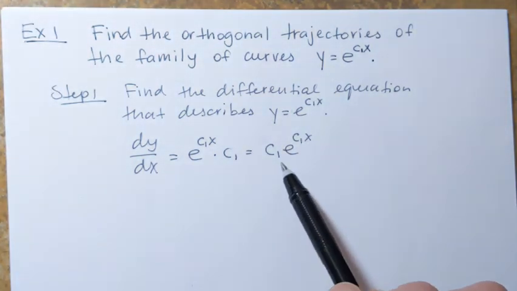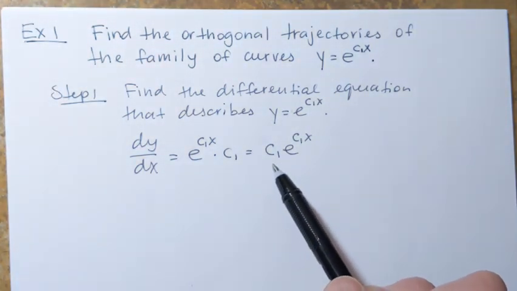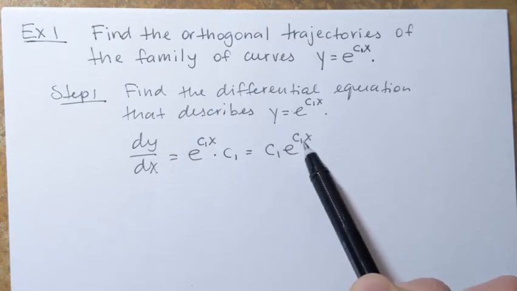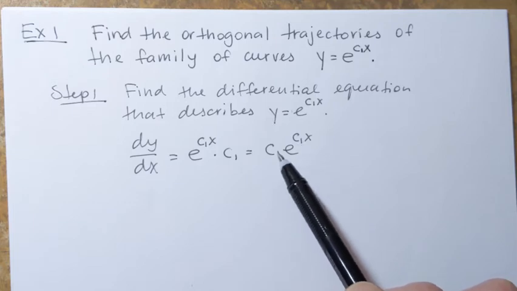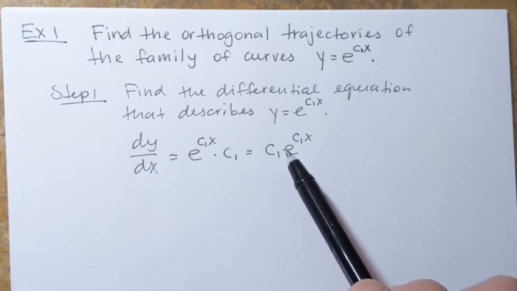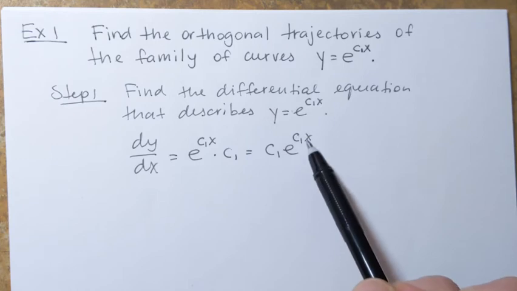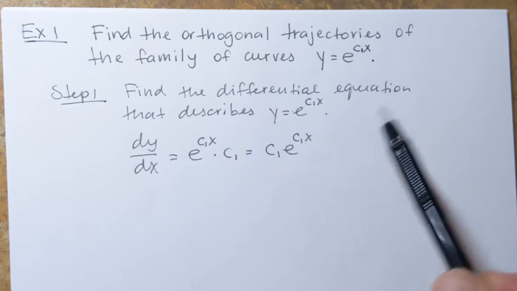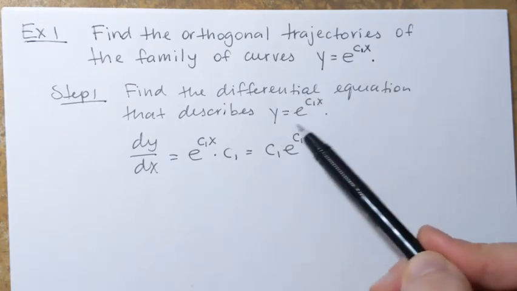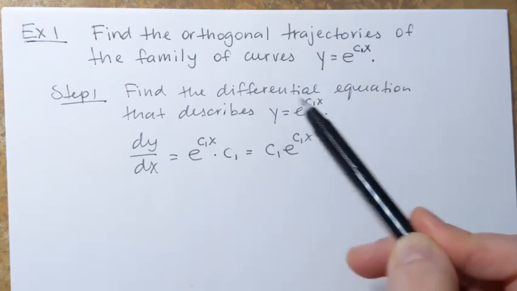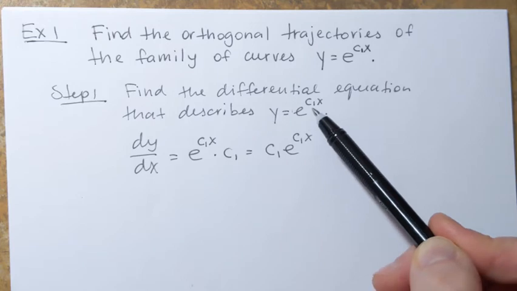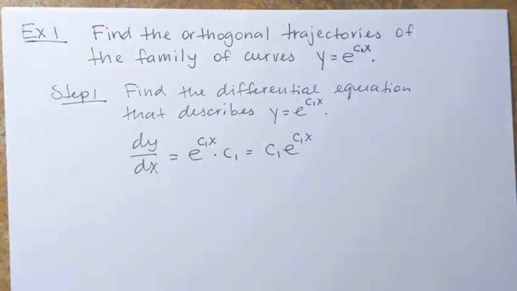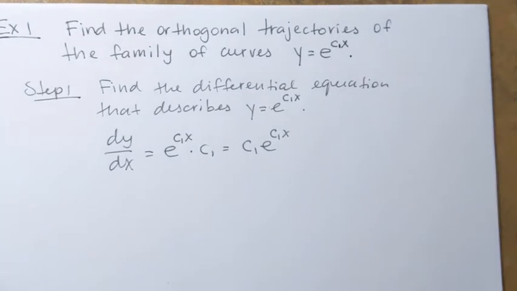Now, that's the derivative. This is not quite the differential equation yet, because remember, in the differential equation we don't have those arbitrary constants. So to obtain the differential equation that describes this family of curves, we have to get rid of this arbitrary constant. And to get rid of it, we have to go back to the original equation and try to solve for that constant. So let's try that on the side.